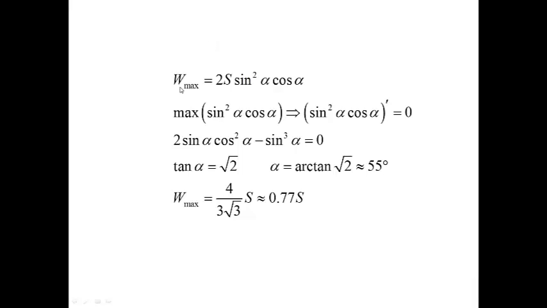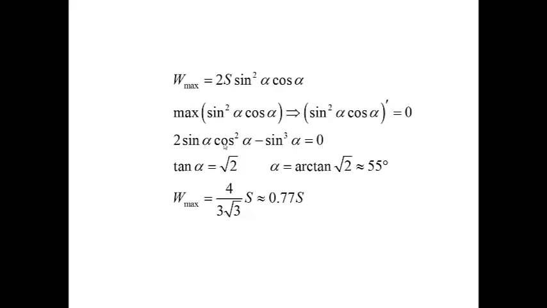Now let us optimize the weight with respect to the angle alpha. To do this, I will take the expression for W max and differentiate it to find the derivative and set the derivative equal to 0. It is clear that this requires only to consider the expression sine square alpha cos alpha. Upon differentiation of this expression, I obtain this trigonometric equation.